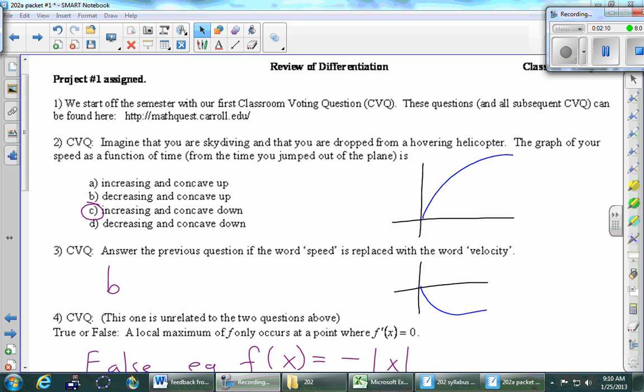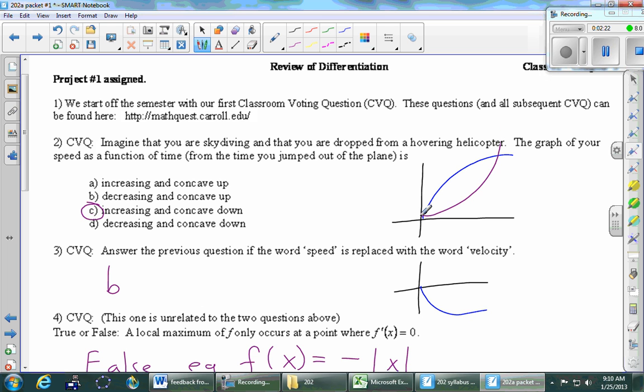Okay, so let's come back together. And we'll just run through the answers real quick. The answer to question number 2 is C. A lot of folks ended up drawing a picture that was increasing but concave up, not taking into account what? The wind resistance, right? And so that's why it actually looks like the blue one there.